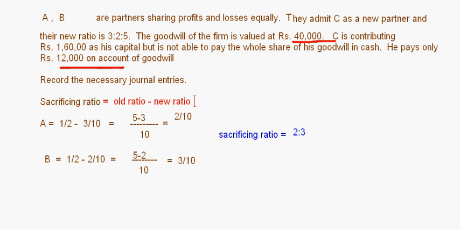The sacrificing ratio for A: A and B are partners sharing profits and losses equally, so 1/2 is the old ratio. 1/2 minus 3/10, where 3:2:5 is the new ratio, will give us 2/10, and B's sacrificing share will be 3/10. So I get the sacrificing ratio as 2:3. Now let's come to the journal entries.